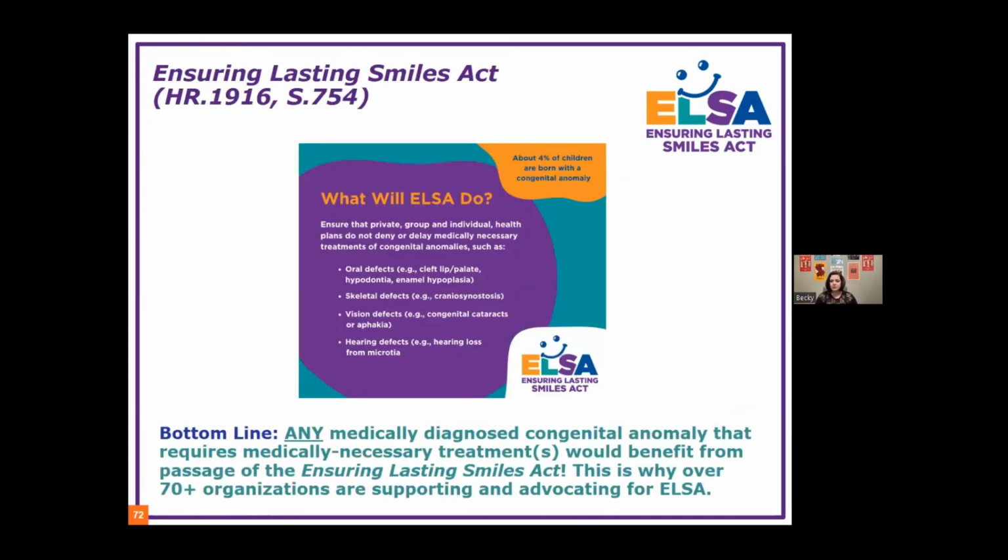So what will ELSA do? About 4% of children are born with a congenital anomaly. So ELSA will ensure that private, group, and individual health plans do not deny or delay medically necessary treatments of congenital anomalies. And just a few examples of congenital anomalies are oral defects, which I was just talking about: cleft lip, cleft palate, hypodontia, and enamel hypoplasia, skeletal defects, vision defects, hearing defects. But the bottom line is that any medically diagnosed congenital anomaly that requires medically necessary treatments would benefit from the passage of the Ensuring Lasting Smiles Act.